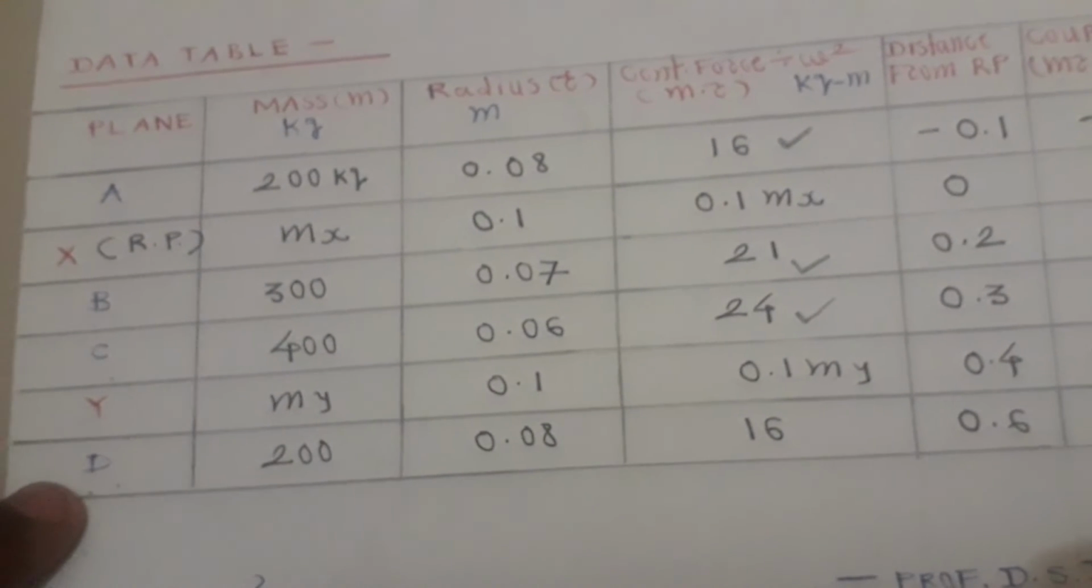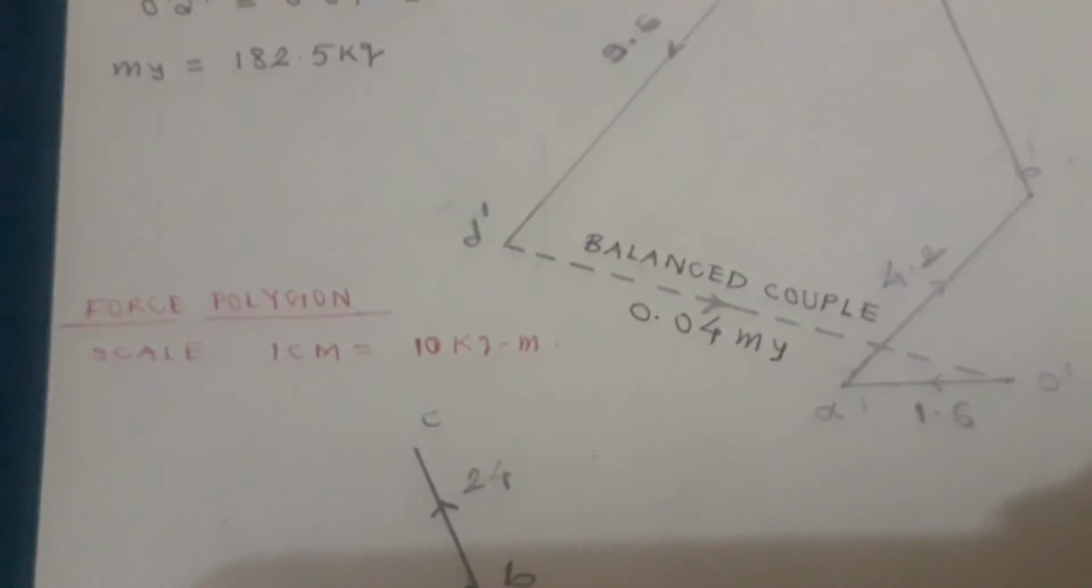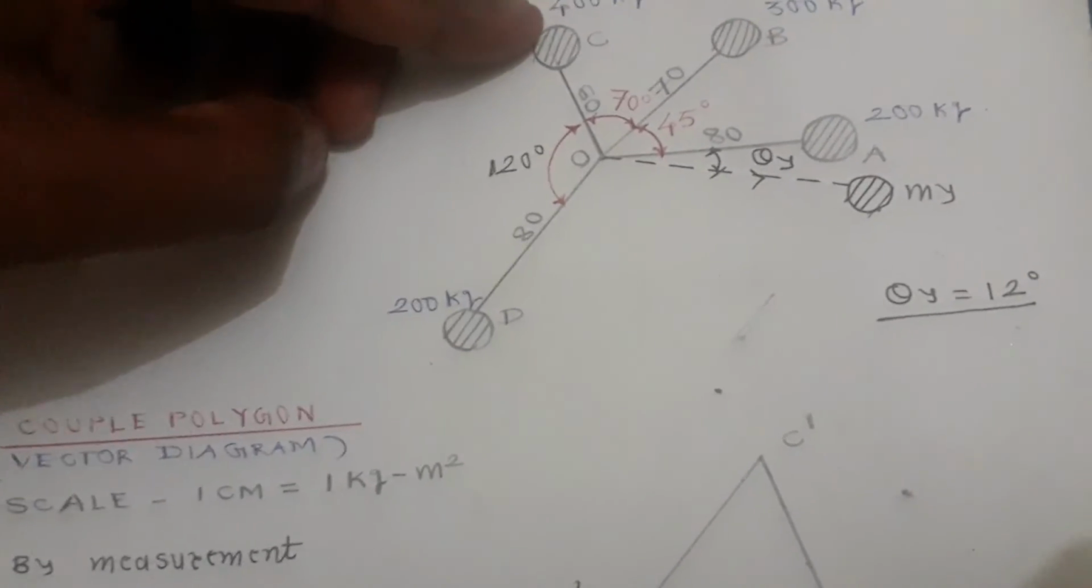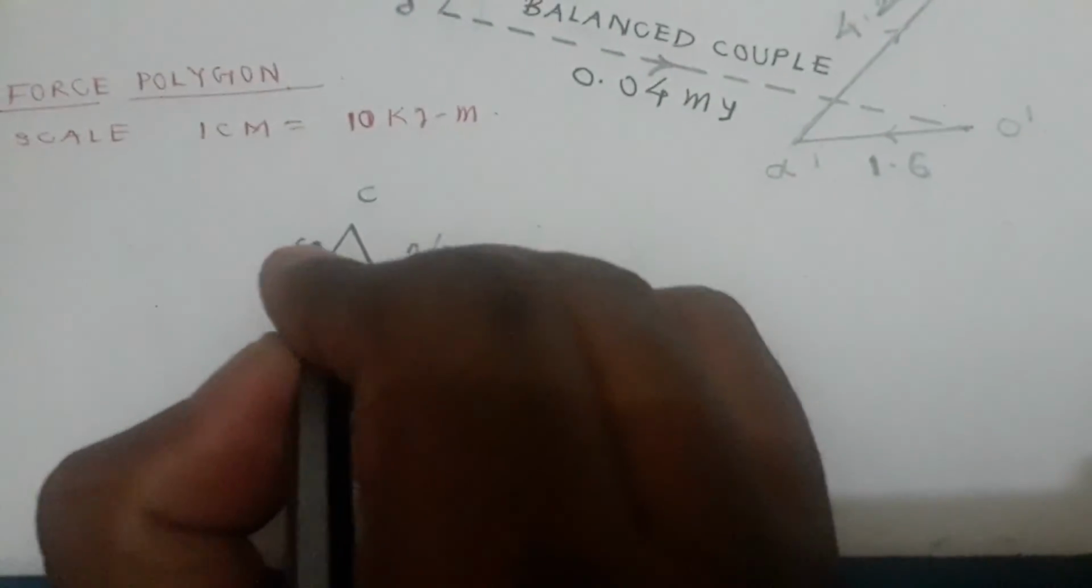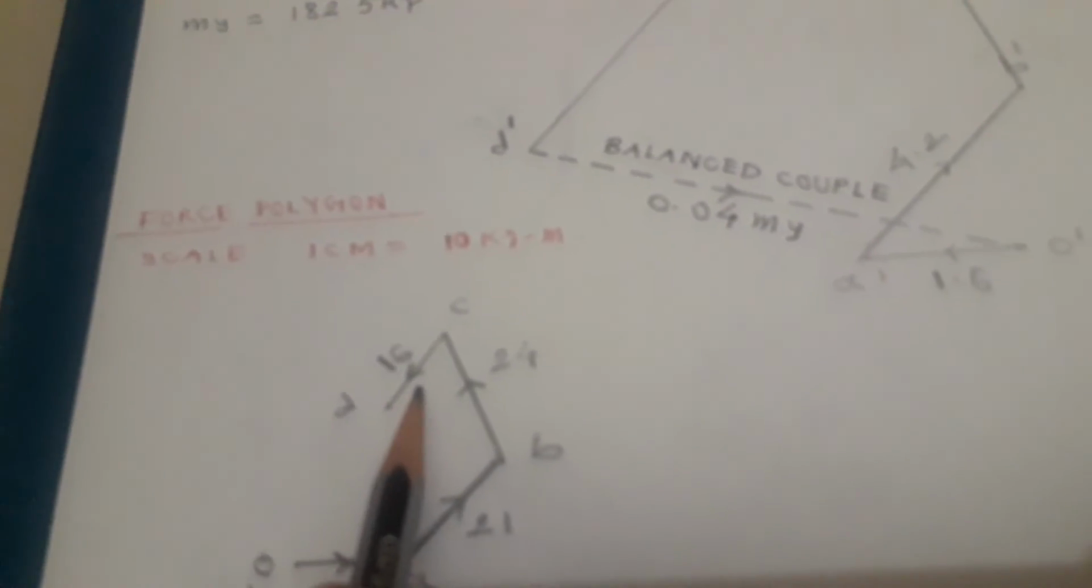Then consider the mass at plane D. The magnitude is 16 kg meter, and the angular position, as shown here, is 120 degree from the mass C. So here we have located the 16 kg meter mass at D.